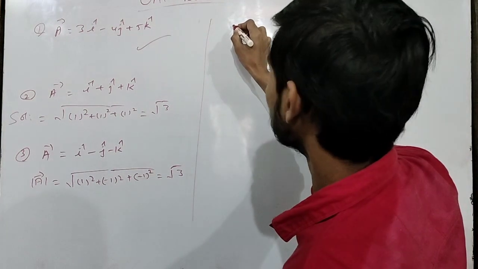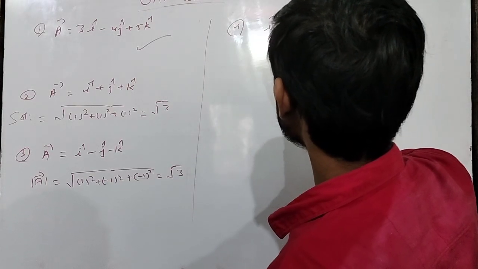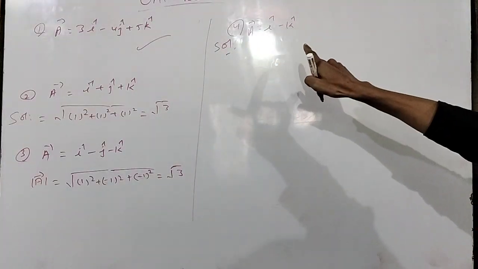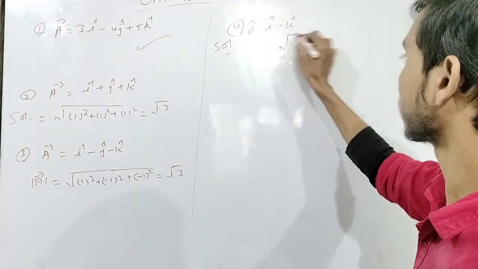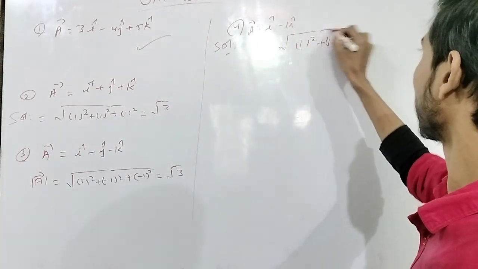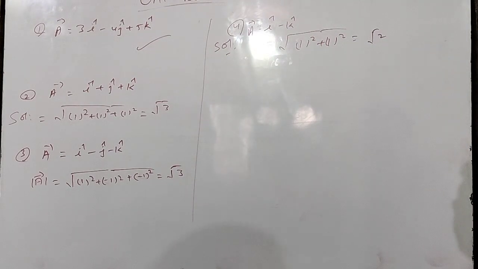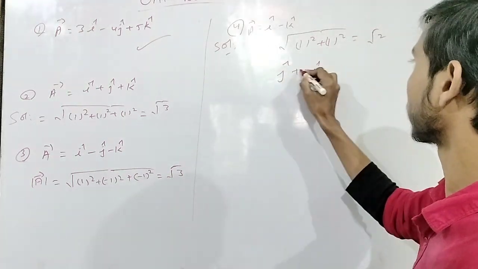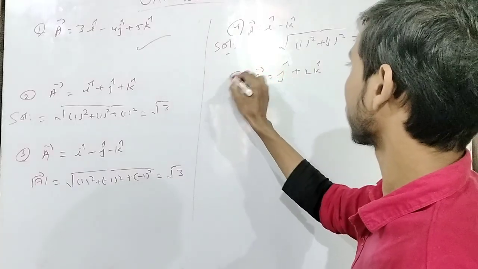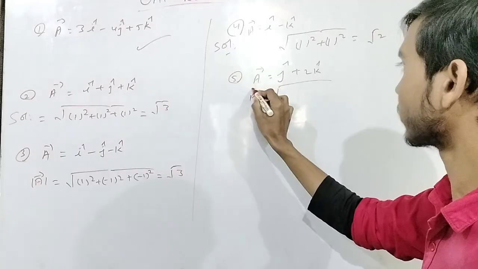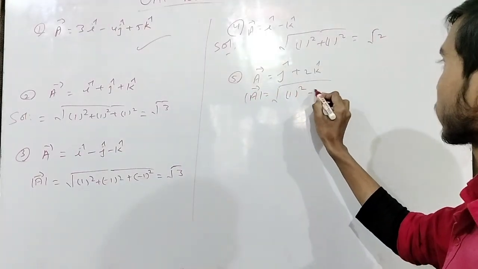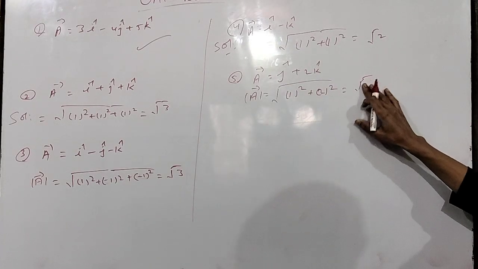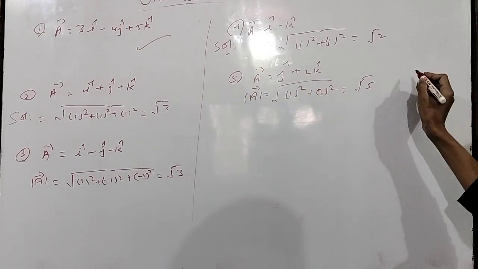Next we have this: i cap minus k cap. Solve this. Look over here. The magnitude of this will be 1 square plus 1 square. At the end you will get root 2. Next, j cap plus 2k cap. Here the magnitude of this given vector will be 1 square plus 2 square. Not root 3, but root 5. 2 twos are 4, plus 1 is 5.